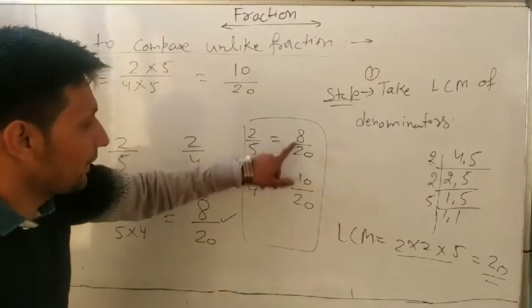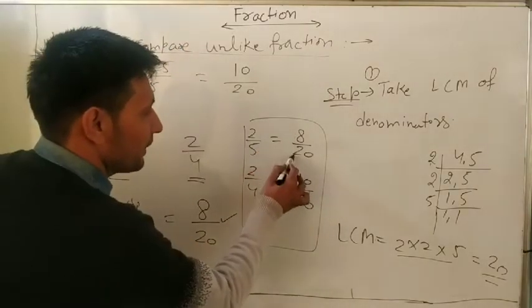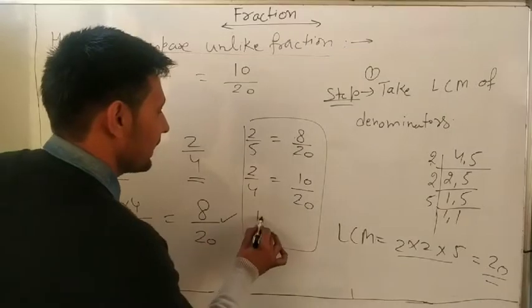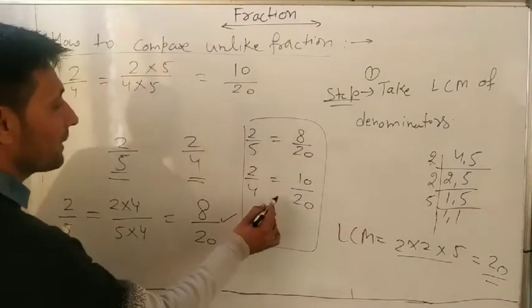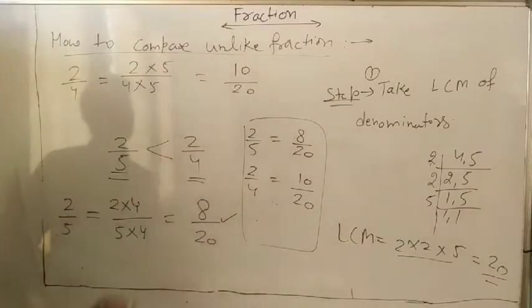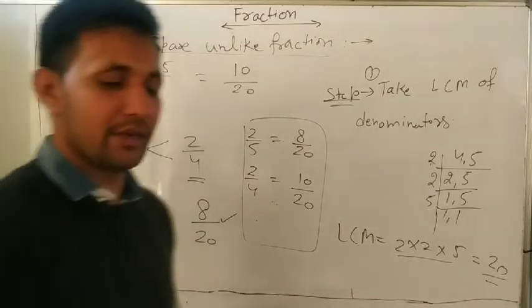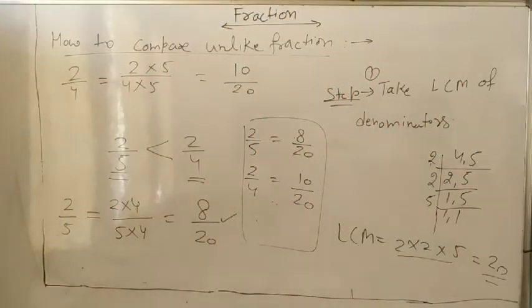Now you can compare which one is greater, 8 by 20 or 10 by 20? 10 by 20 is greater. So 2 by 4 is greater. Understand? So how will you find? Only one thing to remember: we will find the LCM of the denominators and make the denominators the same.